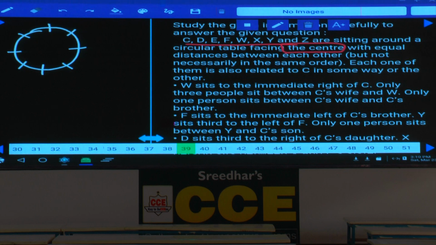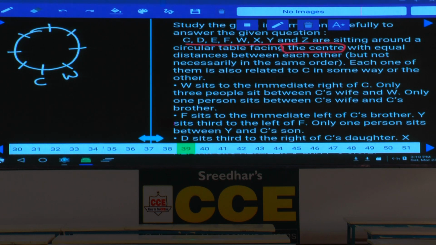Then each one of them is also related to C in some way or the other. As these persons are related to C in some way or the other, rather than focusing on the family tree, first we need to represent the entire information in the circle itself. Then condition number 1: W sits to the immediate right of C. As these persons are facing towards the center, C is here. Now I am fixing C at this place. And W sits to the immediate right hand side of C.